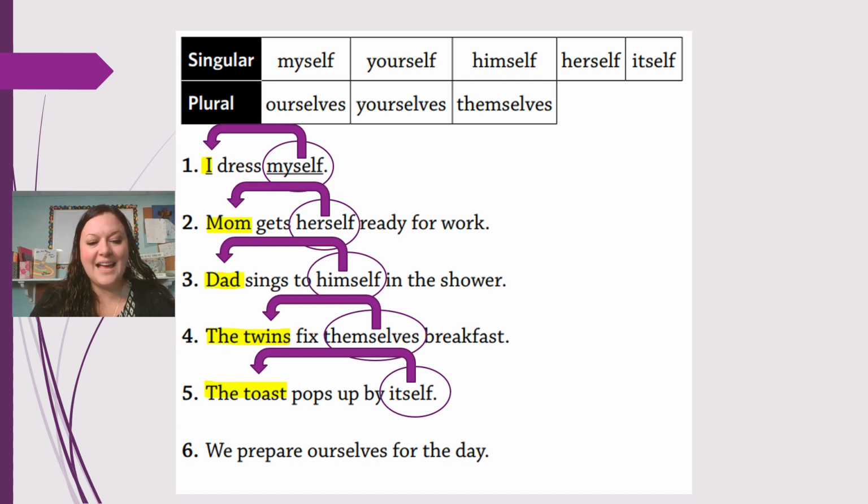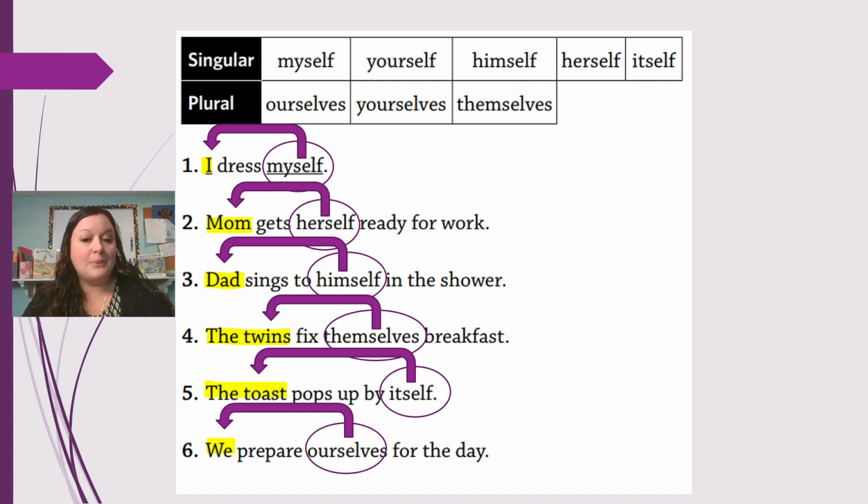Let's read our last sentence together. We prepare ourselves for the day. What's the subject of this sentence? We is our subject. And what word is referring to we? Did you say ourselves? Right. When we are using the subject and at least one other person, we use the word ourselves.